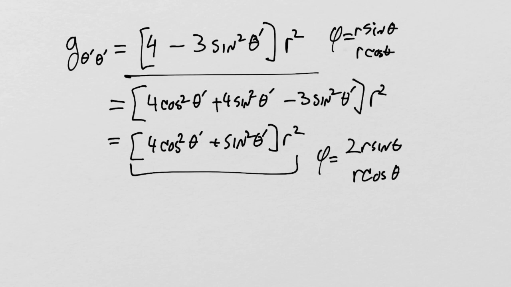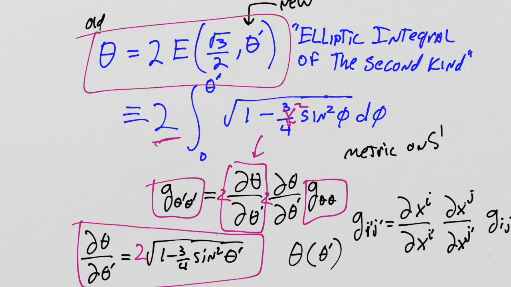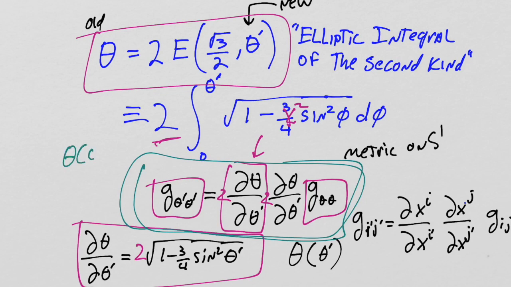They're a bit independent. I could have started this whole thing with, hey, we have two different metrics on S1. Can we find a coordinate change that converts one metric into another? In other words, can we find a function theta of theta prime such that I can show that this old metric equals the new metric, just by these factors? Can I do that?